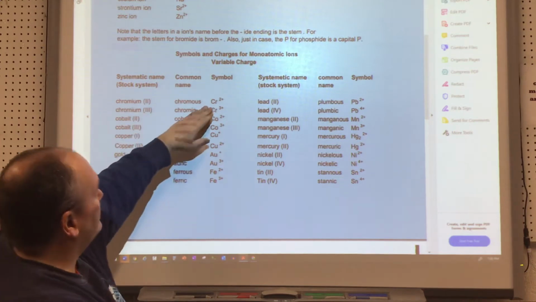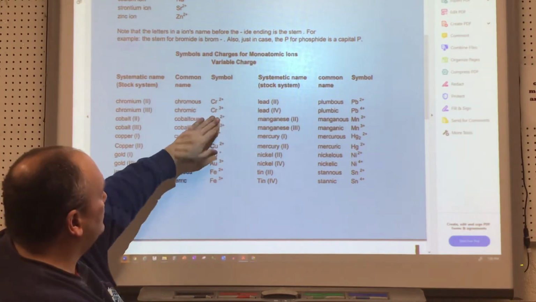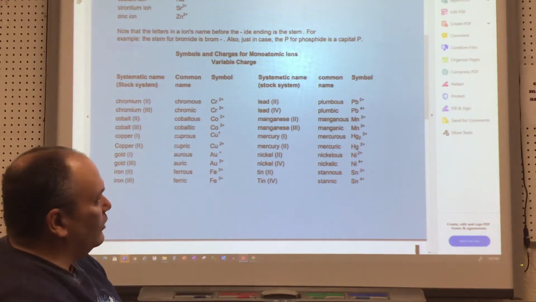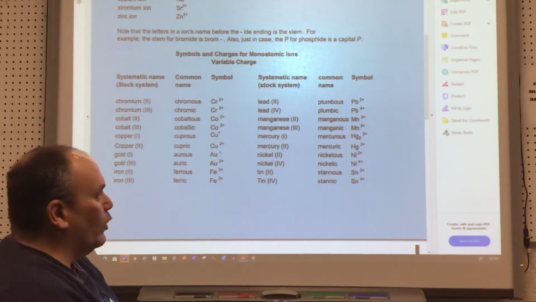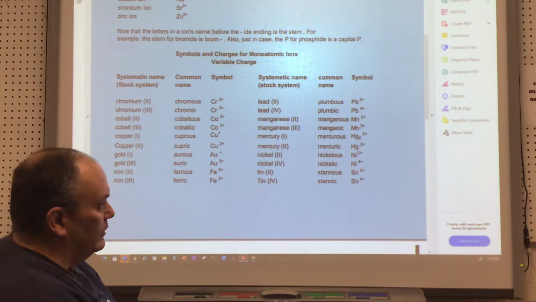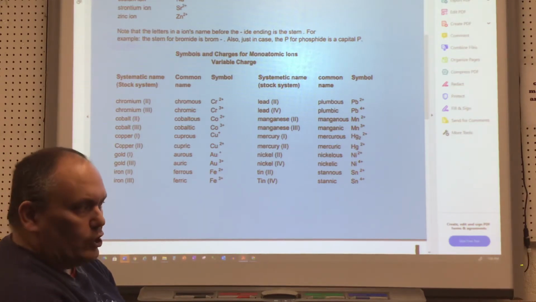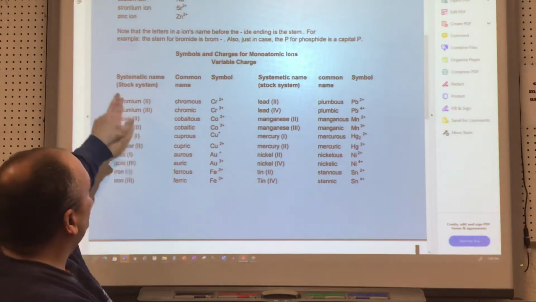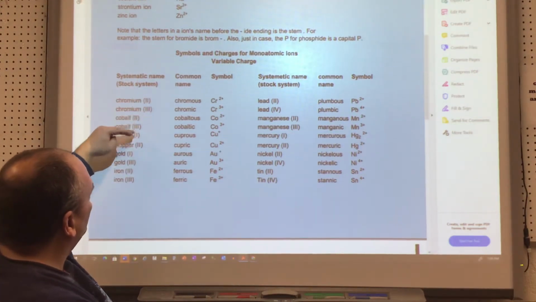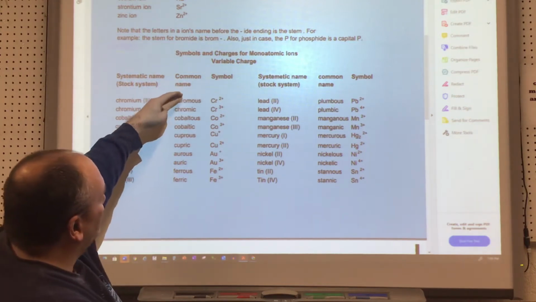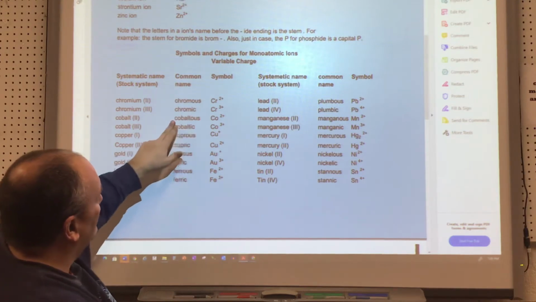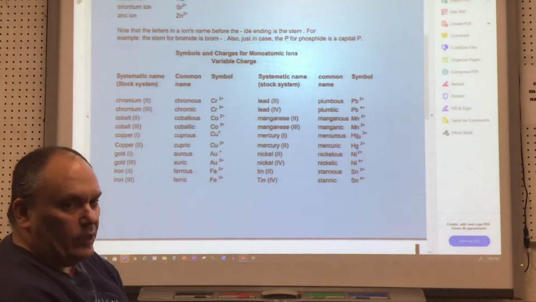You'll see down here in the bottom half of the first page that, for example, chromium has got two versions of it. There's Cr2+, Cr3+. Cobalt is Co2+, Co3+. Copper is Cu+, Cu2+. They're not always the same charge, but they'll have two versions of it. Might be 1 and 3, 2 and 4, 2 and 3, whatever. You have to be able to tell the person looking at your formula or your name which one you are using. And there's two different ways you can do that. There's the stock system, which involves Roman numerals like this, and then there's the common name system, which has suffixes at the end, -ous and -ic: chromous, chromic, cobaltous, cobaltic. And that's kind of how they distinguish between the two.